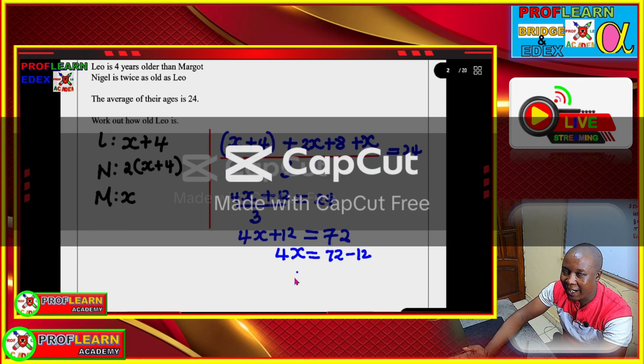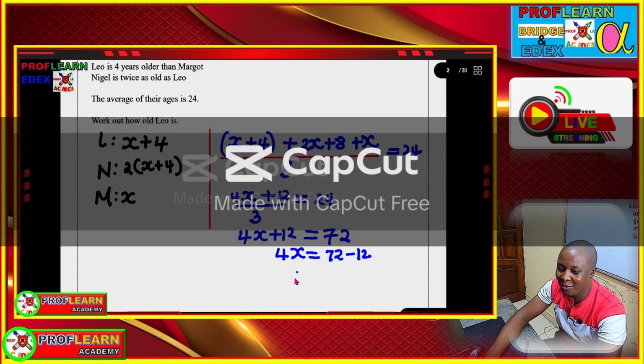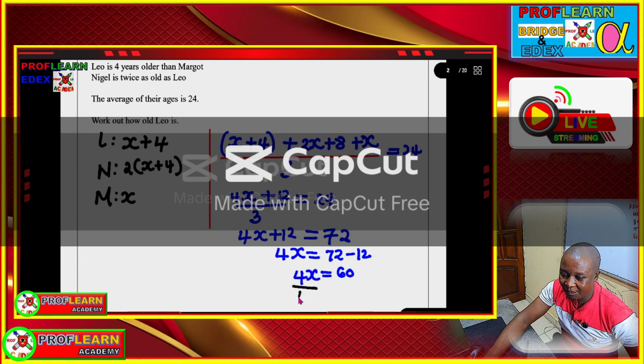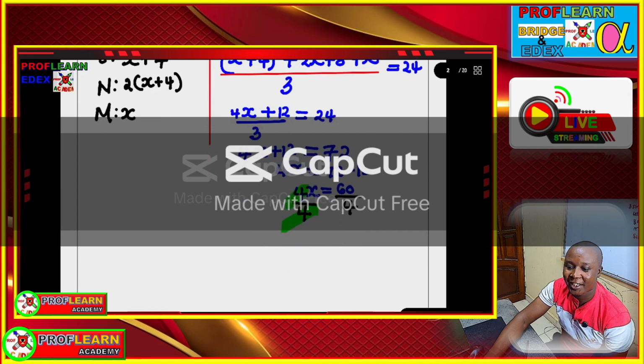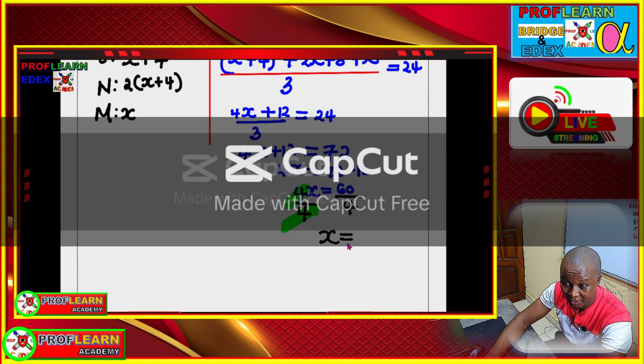And of course here 4 has no issue. 4 can be alone, right? So in order to remain with x alone, we are going to divide, because 4 is multiplied by x. We are going to have 72 minus 12, which is 60, divided by 4 on both sides, and we can see the 4 and 4 cancel, and then we are going to remain with x is equal to 15.